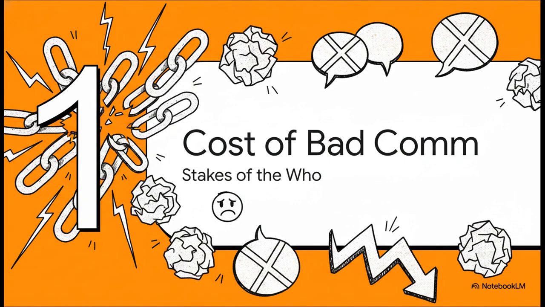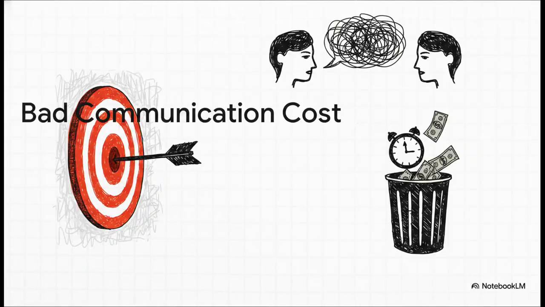All right, kicking things off with Section 1, the cost of bad communication, or as we're calling it, the high stakes of the who. We usually think communication is all about what we're saying, but successful communication is actually heavily dependent on who actually hears it. When we write without the reader in mind, we aren't just making some minor typo. There are dire, real-world consequences. Ignoring your audience leads straight to misunderstood messages and complete communication failure. Your writing literally misses the target.